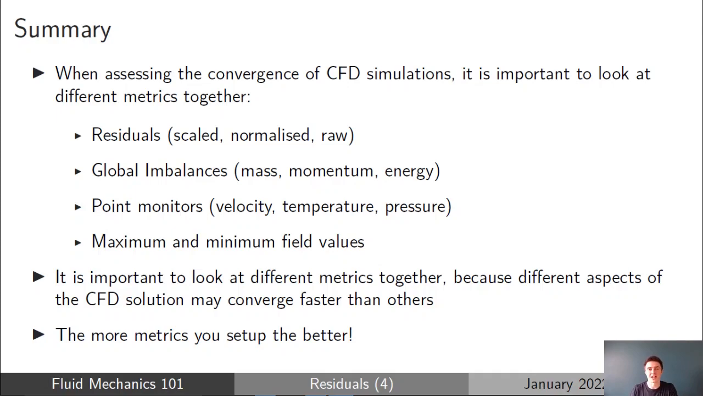If you throw in an extra 5 point monitors for velocity and you don't end up using them, it doesn't matter, because really the space taken up by point monitors when they write data out is usually very small. So put in as many metrics as you can. It probably takes an extra 20 minutes, half an hour to set up a load of extra metrics in your CFD case, but it's really worth doing, because the more you have, the more evidence you have when you're checking your CFD case while it's solving.